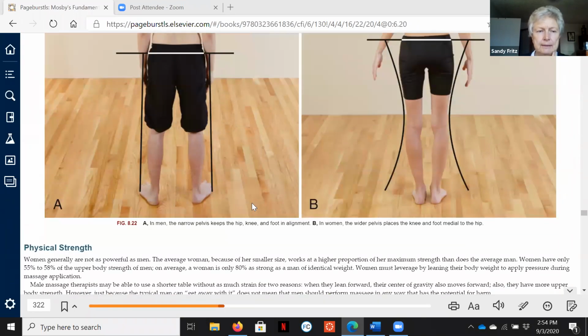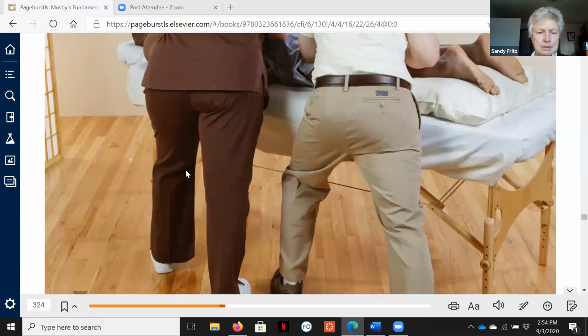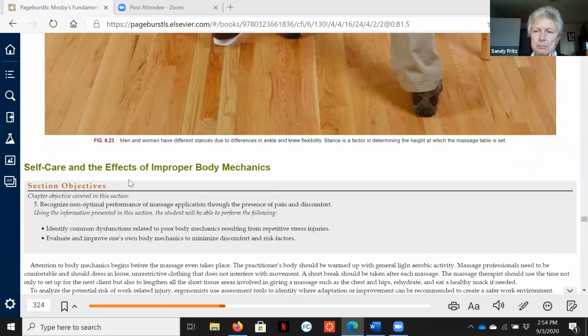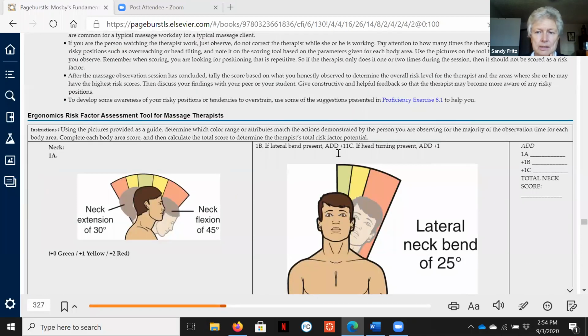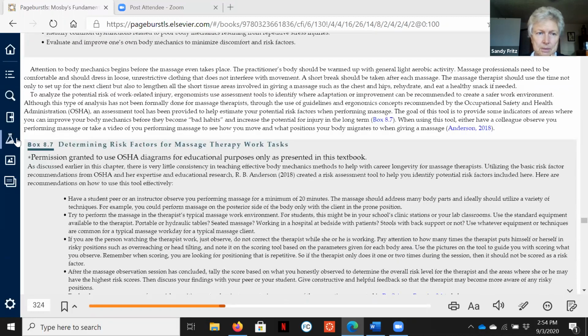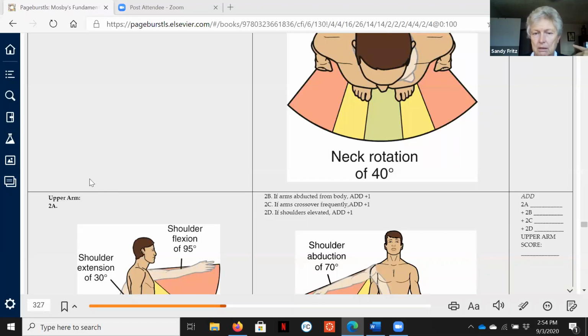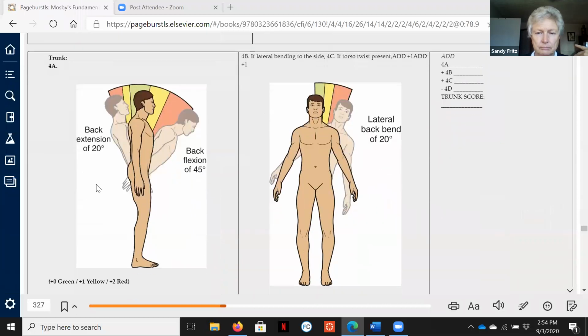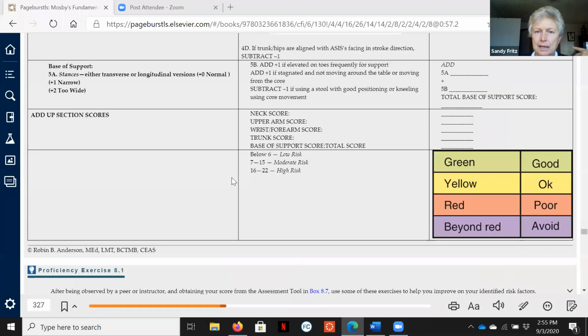And then this goes on to explain that. Stop and read the key points. And then this segment right here is going to talk about your own self-care, how you're going to take care of yourself in terms of ergonomics and biomechanics. And here is that evaluation form: determining risk factors for massage therapy work tasks. So this is a little assessment form that you can use, and there's a grading scale here. And thanks again to Robin on how she put all this together.